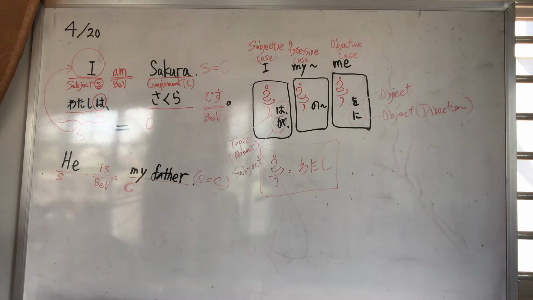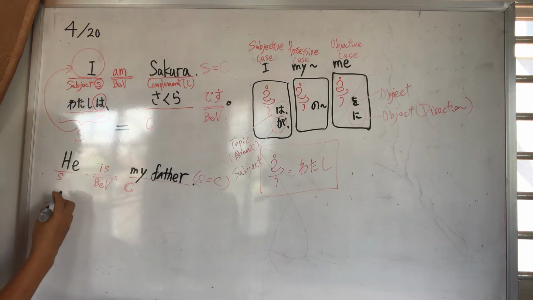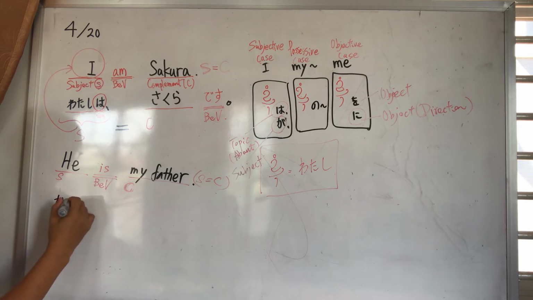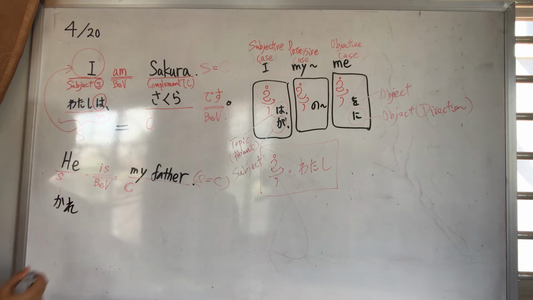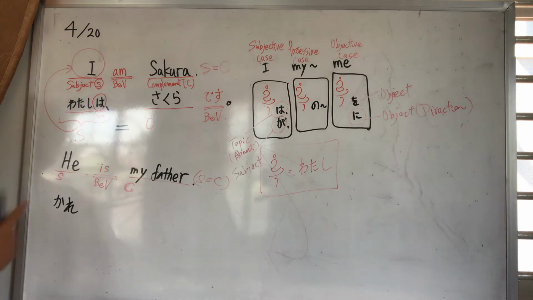He, okay, I will write down. Translate from subject. When we translate "he", kare. But same like this, watashi. Only watashi cannot realize which one. This one is subject. That's why we must add.